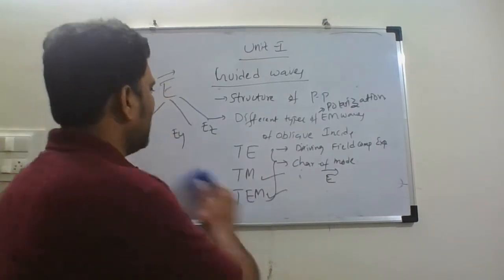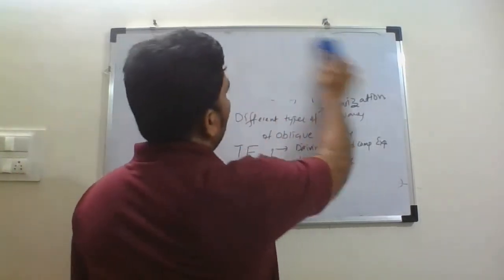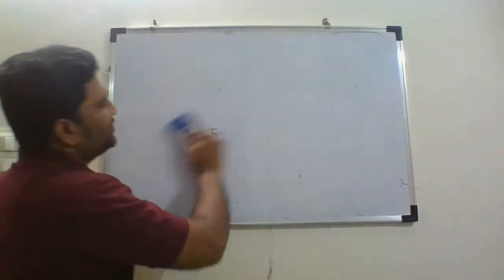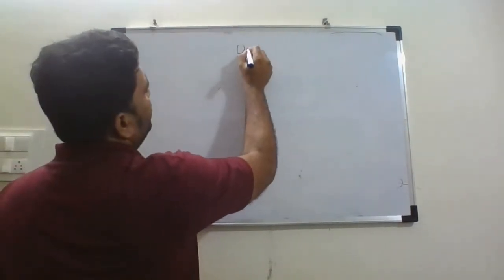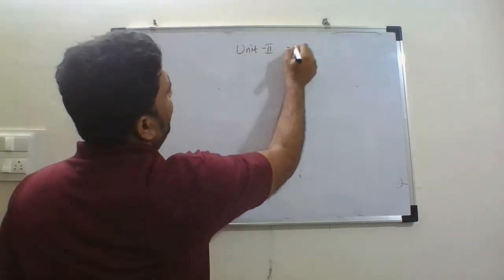Then coming to the second unit. The second unit has two parts. So we have two parts in the second unit. First part, unit 2, part 1.